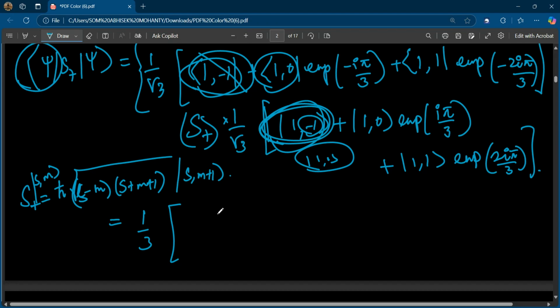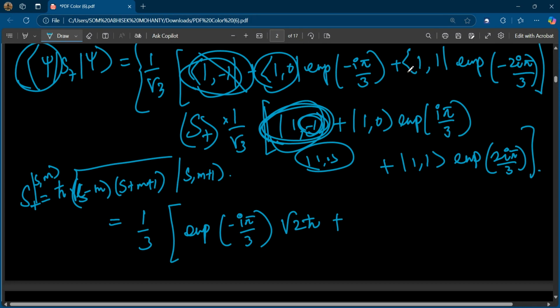So 1 0 with exponential minus i pi by 3, and the eigenvalue ħ. This will become what? M is minus 1. Sorry, M is 0 here. Sorry, M is minus 1. S is 1. So 1 minus minus 1 plus 1, so root 2. Okay, it's always root 2. Plus. Any other term it will act with? It won't act with any other term.